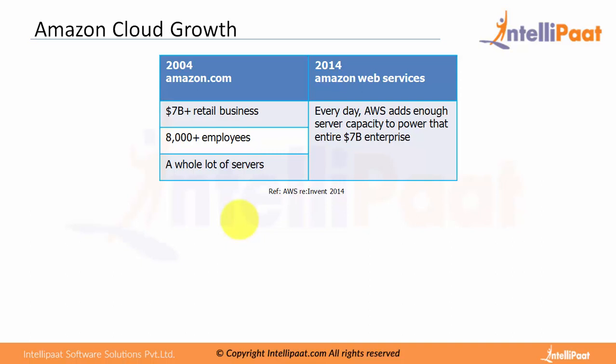Whatever number of servers they had, similar kind of servers they are adding to their data center every day. Yes, I'm talking about every day they are capable to run a $7 billion plus retail business. Now that makes your eyes open, isn't it? Every day Amazon is ready to accommodate $7 billion plus retail business kind of infrastructure. So that shows its growth. That shows the virtually unlimited infrastructure resources available with Amazon.